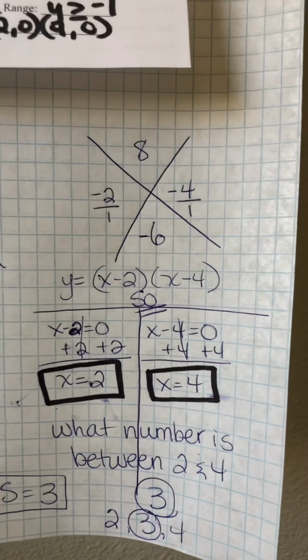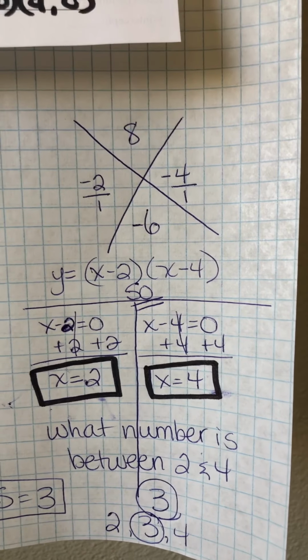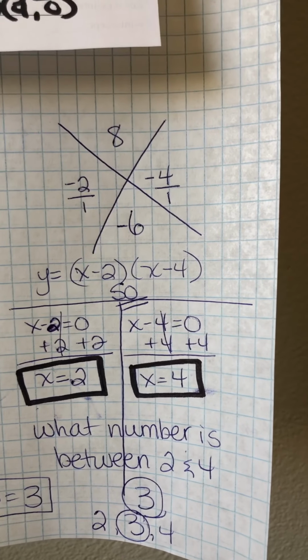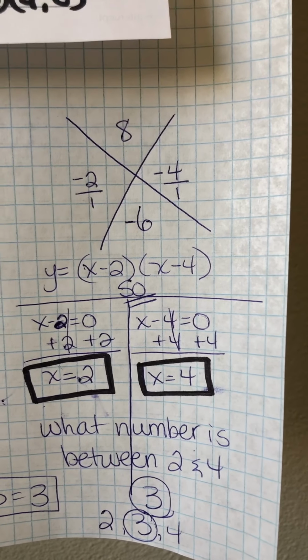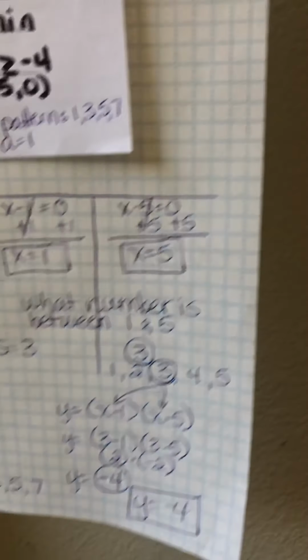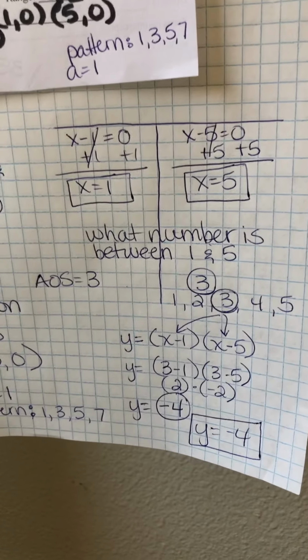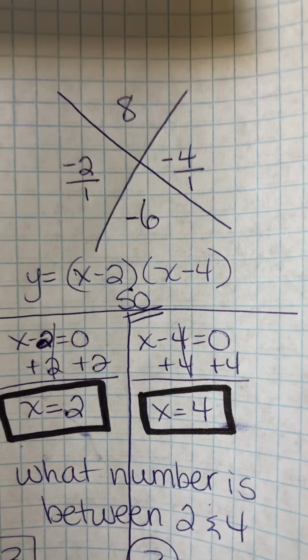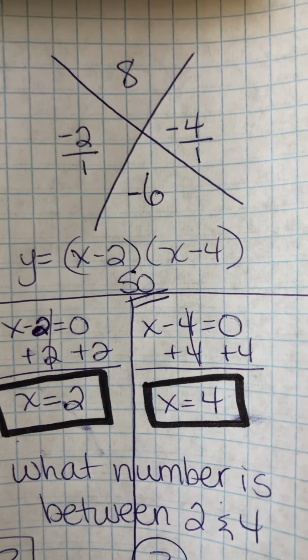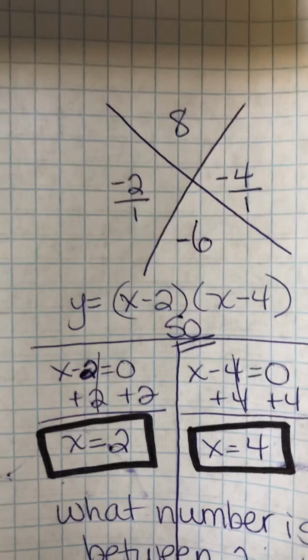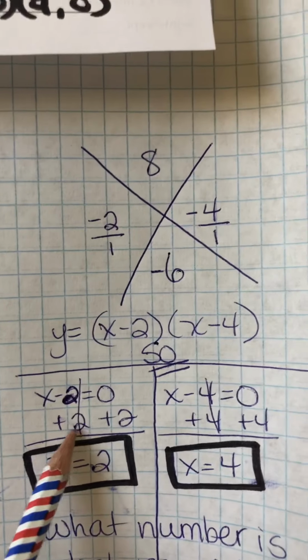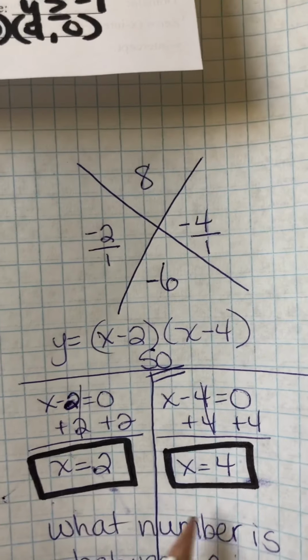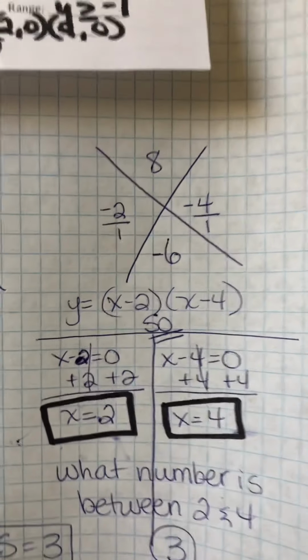So when we take x minus 2 equals 0 and x minus 4 equals 0, just like we did in problem number 1 when we were trying to figure out the axis of symmetry and our vertex, we have x equals 2 and x equals 4. Just adding 2 to both sides, x equals 2. Adding 4 to both sides, x equals 4.